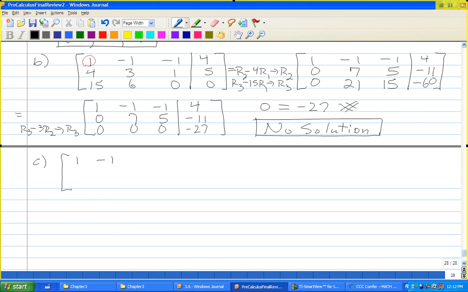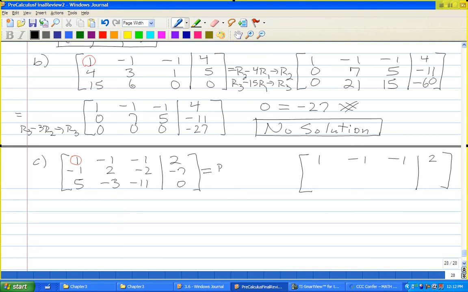x minus y minus z equals 2. Minus x plus 2y minus 2z equals negative 7. 5x minus 3y minus 11 equals 0. Okay, so let me pivot. 1, negative 1, negative 1, 2. Okay, so let's do row 2 plus row 1 to give me a new row 2.